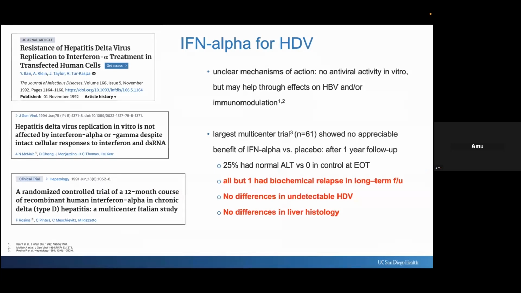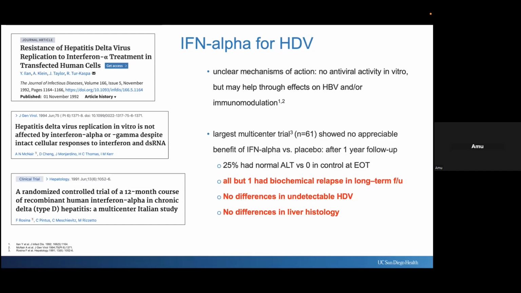So although not FDA approved for the treatment of chronic hepatitis D and also having poor outcomes, interferon alpha currently remains the standard of care treatment for hepatitis D infection. Published experience for its use with chronic hepatitis D is less than for other viral hepatitis infections. Notably, interferon alpha in in vitro studies has not been shown to have specific antiviral activity against hepatitis D virus, so its efficacy may depend on its effects on hepatitis B or immunomodulatory effects.